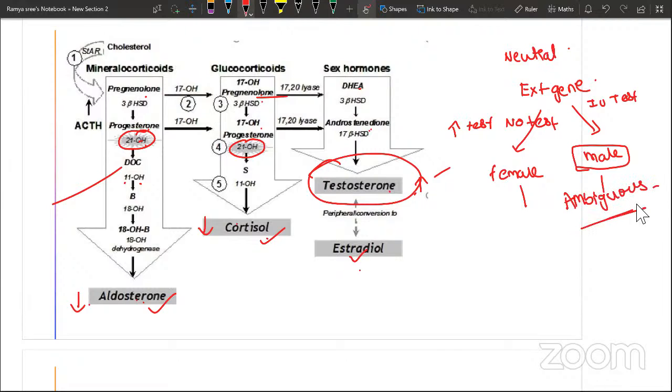So I repeat again, in congenital adrenal hyperplasia you have 21 alpha hydroxylase deficiency. So all the progesterone and pregnenolone are getting converted into testosterone.